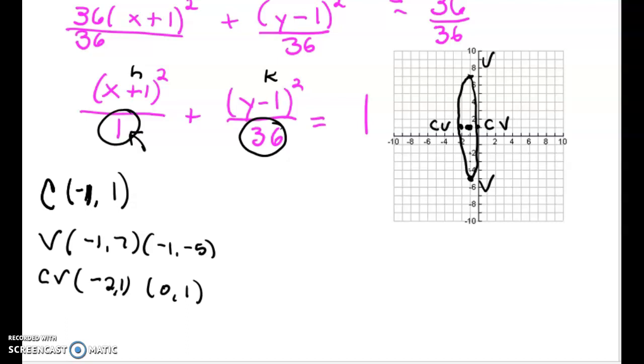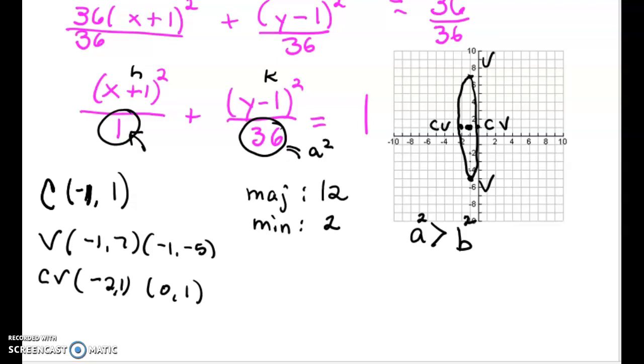All right, to find the length of the major axis, you can just count it. It was up 6, down 6, so the major axis is 12 units long. And the minor axis was to the left 1, to the right 1, so the minor axis is 2 units long. In an ellipse, this is very important. A squared is always greater than b squared. So that means that the 36 is the a squared and the 1 is the b squared.